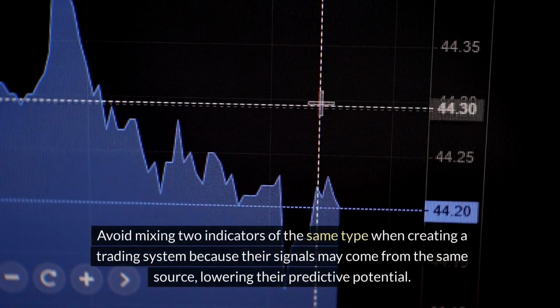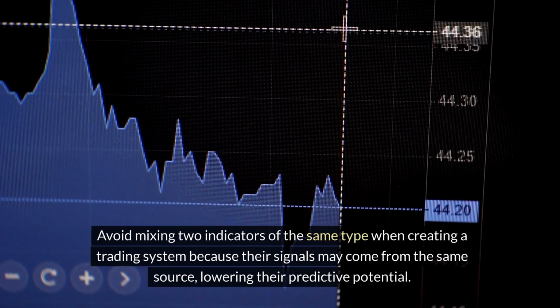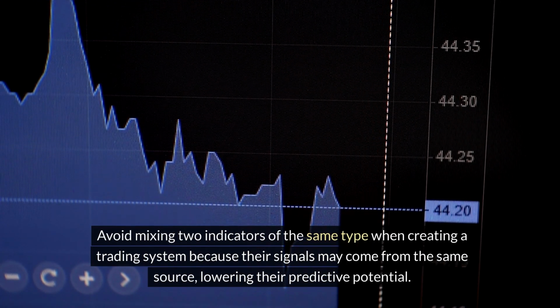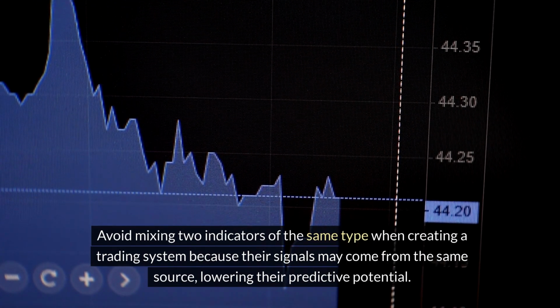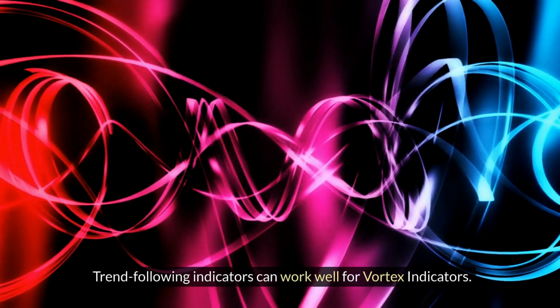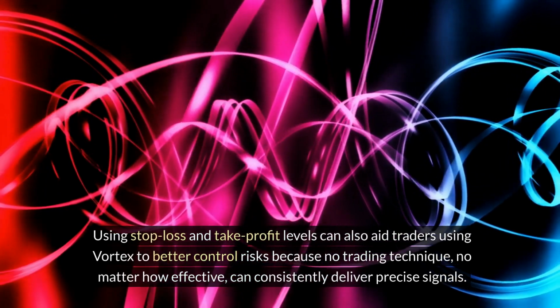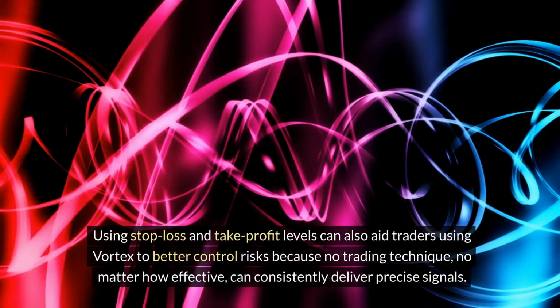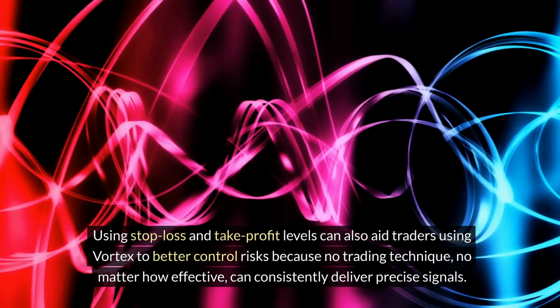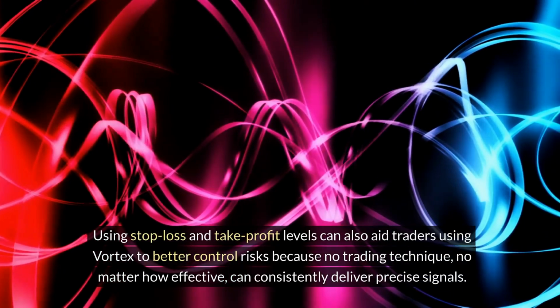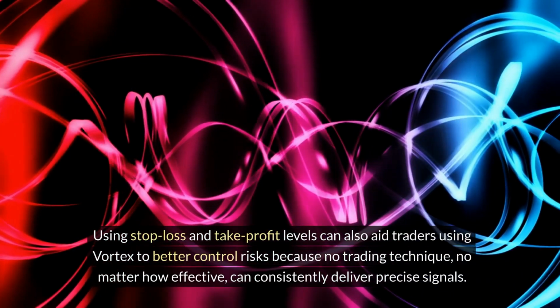Avoid mixing two indicators of the same type when creating a trading system because their signals may come from the same source, lowering their predictive potential. Trend-following indicators can work well for vortex indicators. Using stop-loss and take-profit levels can also aid traders using vortex to better control risks because no trading technique, no matter how effective, can consistently deliver precise signals.